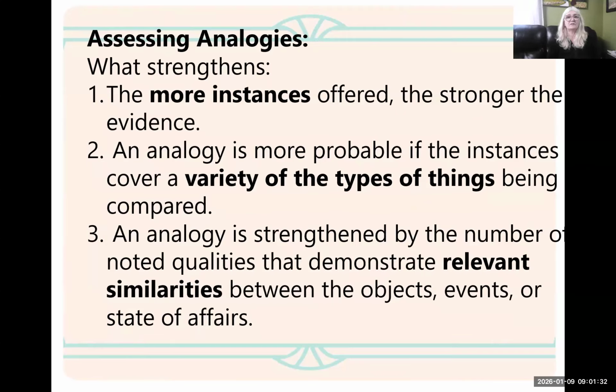An analogy is also more probable if the instances cover a variety of the types of things being compared. So not just examples of the thing being compared, but different types of things also being covered. An analogy is strengthened by the number of noted qualities that demonstrate relevant similarities between the objects, events, or states of affairs.